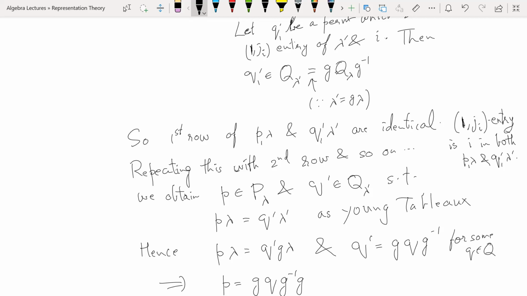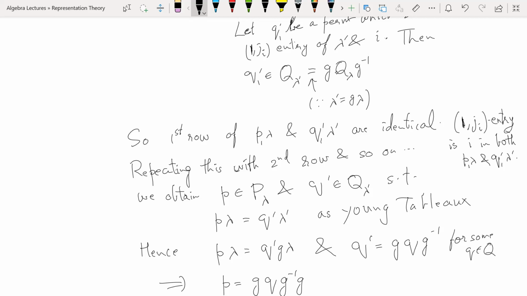So that tells you that it's a Young diagram, and the permutation. But lambda prime was g lambda. If you replace it by that, that tells you that p and q prime times g are the same permutation. So p changes the entry of lambda, and q prime g changes the entry of lambda as well, and they end up in the same place. That tells you that p is the same as q prime g.